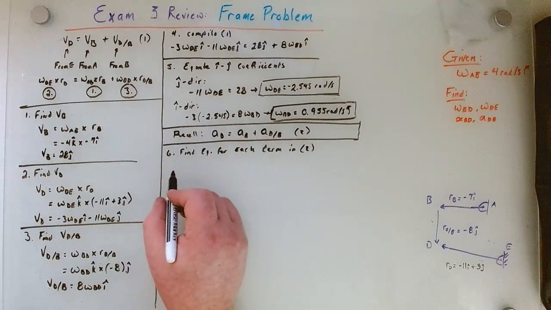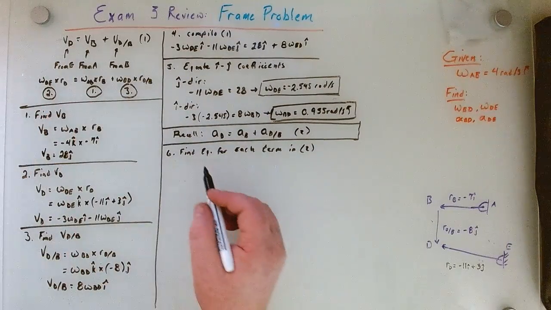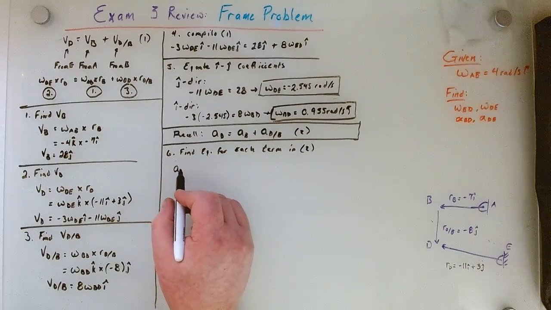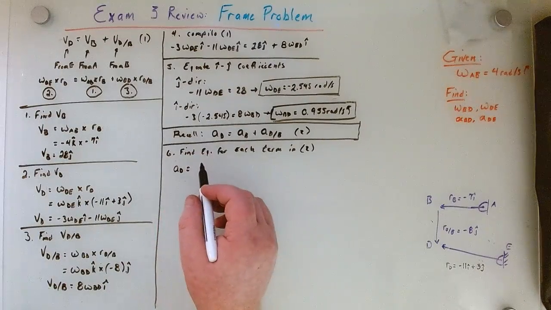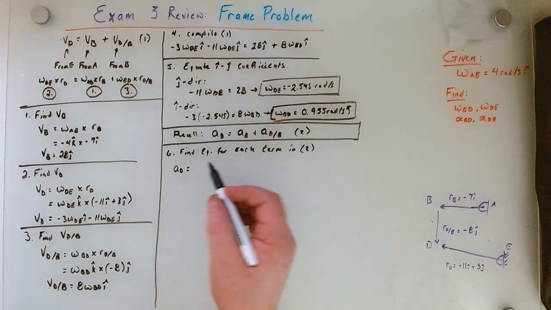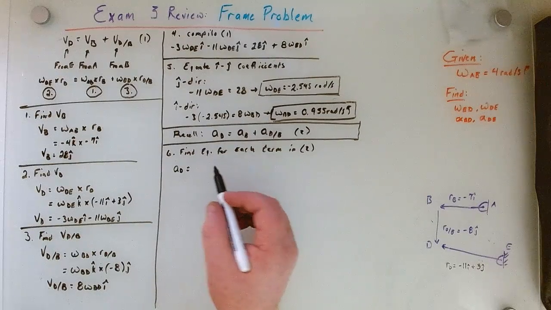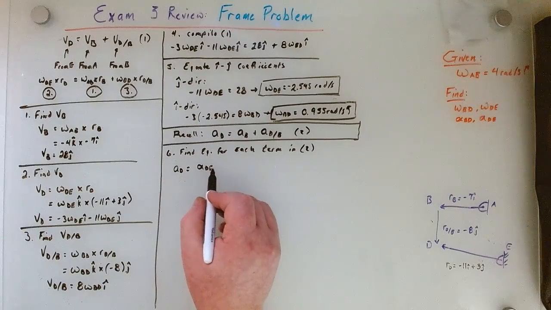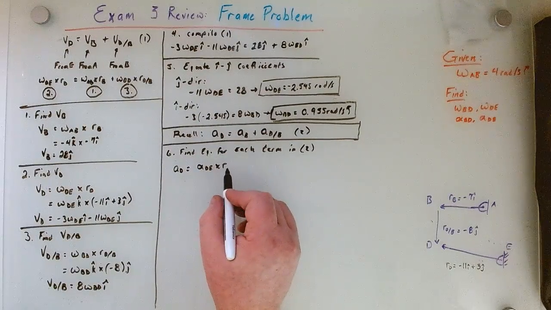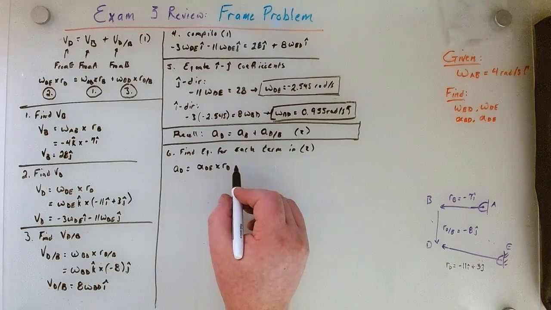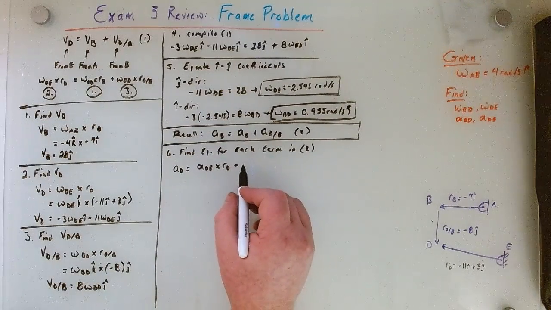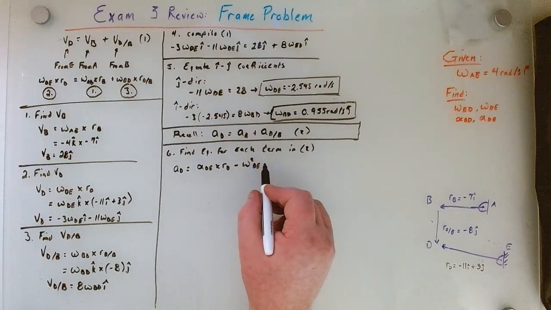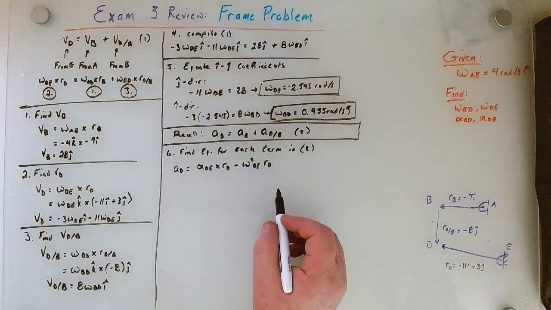So A sub D, remember this is from frame E. A sub D is equal to what? That is equal to the normal and tangential components, right? So alpha dE crossed with RD minus omega squared dE times R sub D, right?